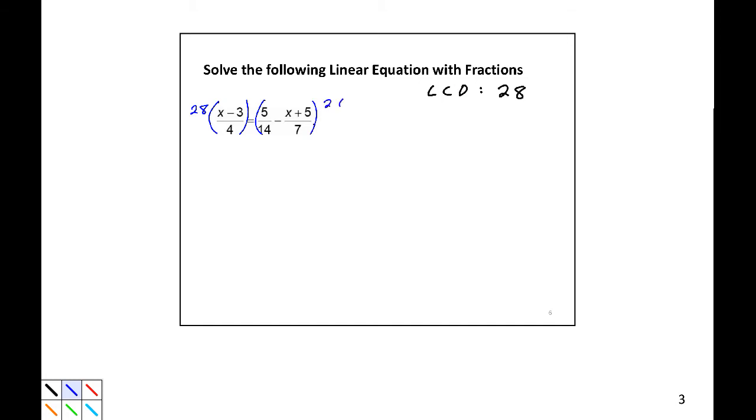I'm going to write this like we're going to use the distributive property, because we are. I'm going to not simplify some things at first. So for the left side, I'm going to write this as 28 times (x minus 3) divided by 4.